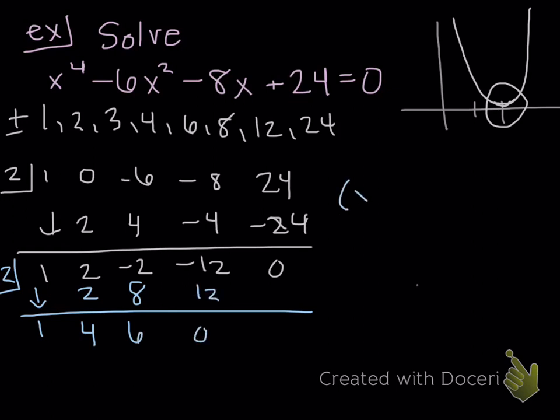So I'm now at the point where I have x minus 2 squared. So that's coming from the fact that 2 is an answer 2 times. And now I'm at x squared plus 4x plus 6, and it's equal to 0. So we think about what multiplies to be 6 and adds to be 4, and that's nothing. So again, we're going to have to do quadratic. So I'm going to switch to the next screen so I have some more room.